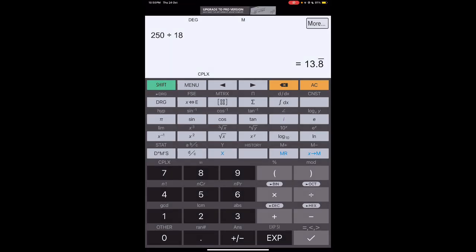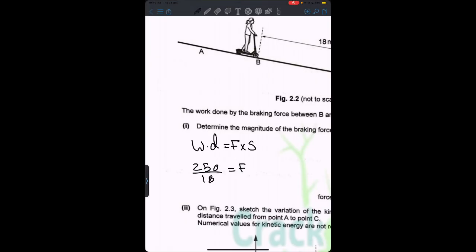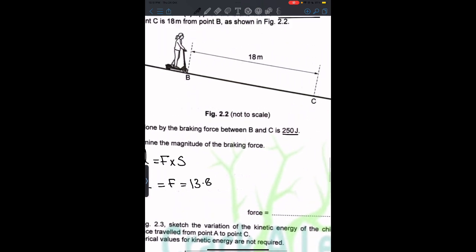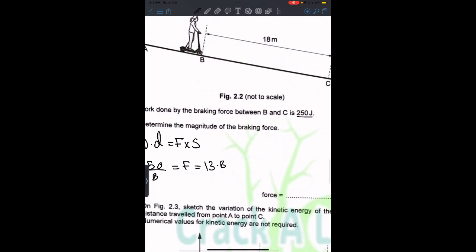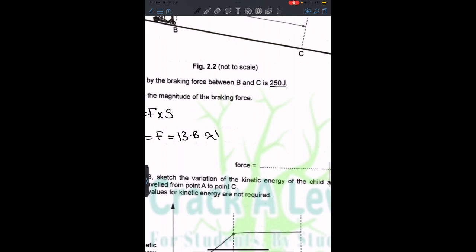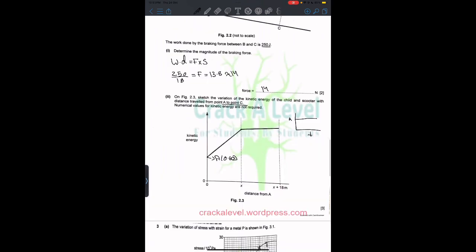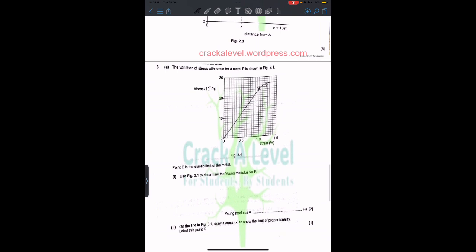So we are getting 18.5, 13.8. And since the majority of the data that has been provided to us is in 2 significant figures, I'll round this off to 14. Okay, moving to part 3.